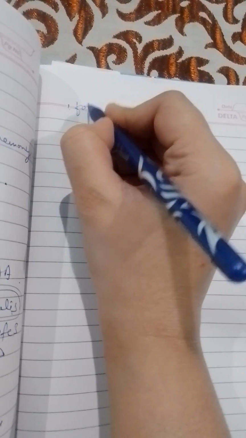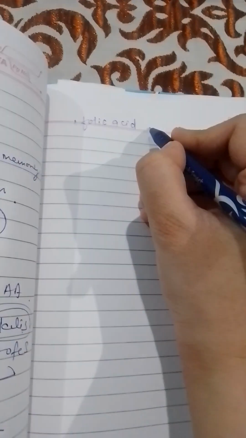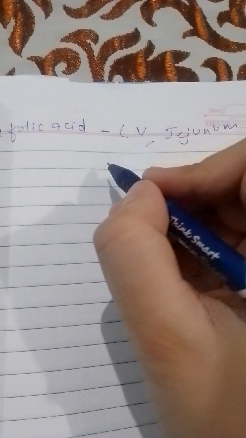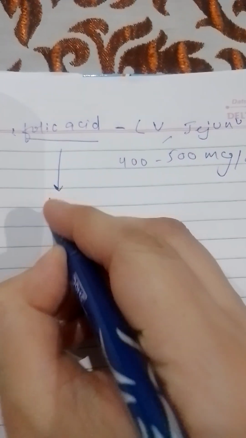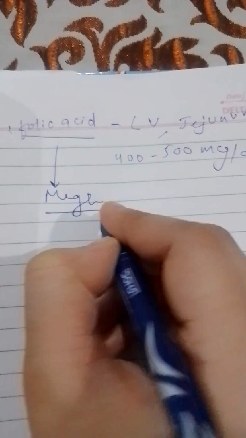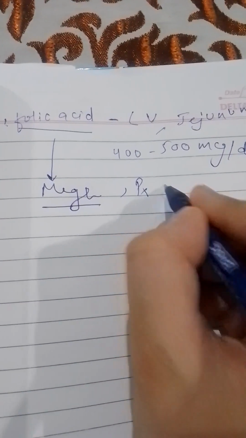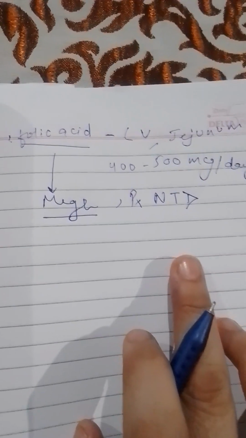Now let's talk about another one, that is folic acid. See, folic acid is present mostly in leafy vegetables, and it is absorbed by the jejunum. The normal requirement is 400 to 500 mcg per day for a pregnant lady. We use folic acid in megaloblastic anemia, and to prevent neural tube defects. So we need to remember these things.